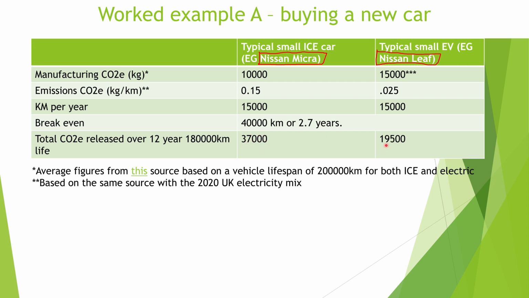Now, the total CO2e released over a 12-year, 180,000 kilometer life is about 37 tons for the internal combustion vehicle and just under 20 tons for the electric vehicle. So even though the electric vehicle generates way lower emissions through its life, it still isn't emissions free, and that's why I say even buying an electric vehicle is still bad, right? It's still not a good thing to do. You're still better off not having a car if you can.